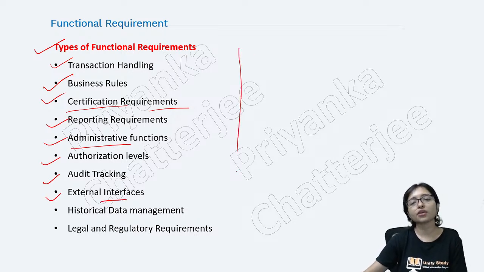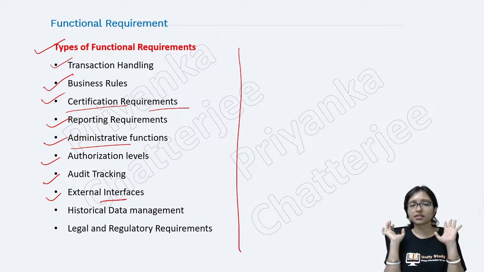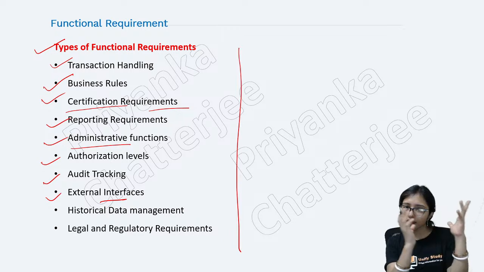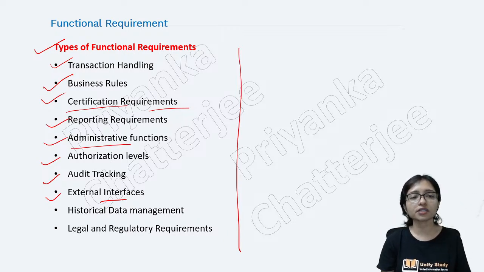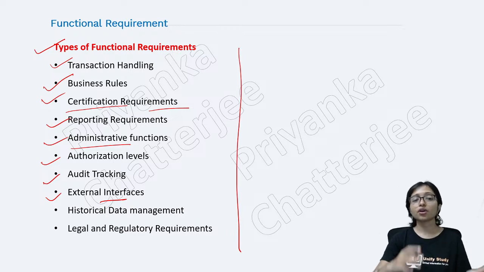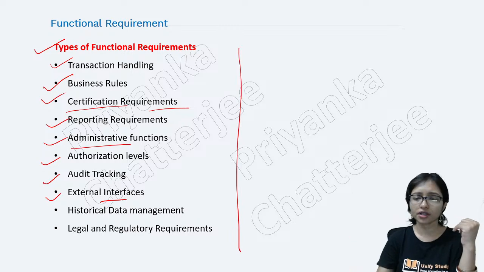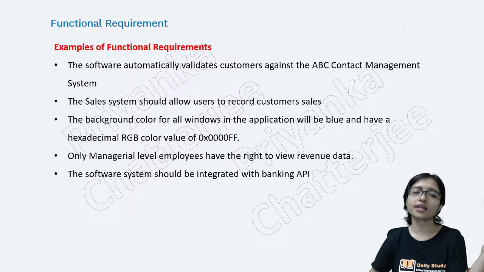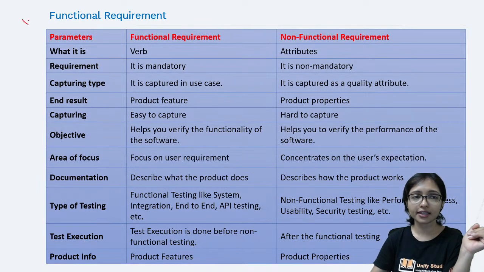These all you can understand, no need to memorize them. You have to think: is it related to functionality or not? Whatever is related to functionality is a functional requirement. Whatever is not related to functionality is a non-functional requirement. You can easily understand that. Yes, so here are some examples so that you can go for it.